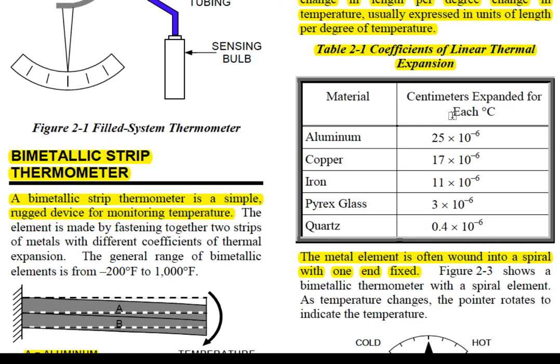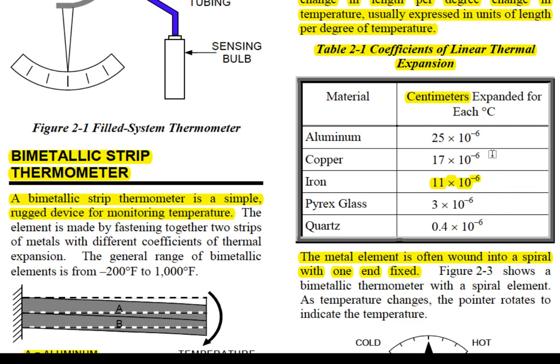Let's just take a look at the coefficients of linear expansion. Let's go down here and look at iron just for a minute. Look there, it's 11 times 10 to the negative 6. Notice what units it's in. Got to pay attention to your units. Centimeters. 11 times 10 to the negative 6 centimeters are expanded for each degree centigrade. I would not know what kind of ruler we're going to use for that, but obviously someone has figured that one out.